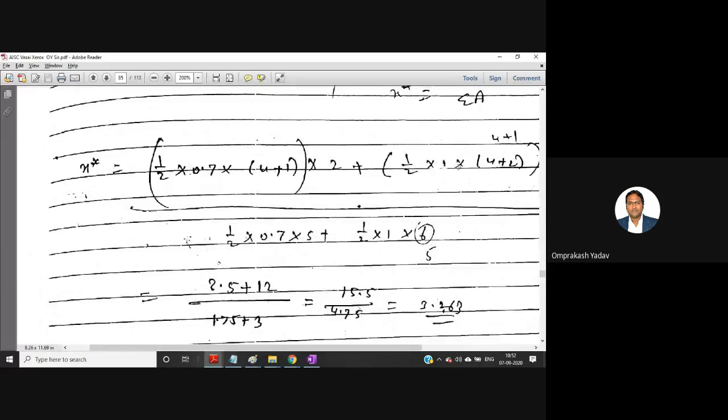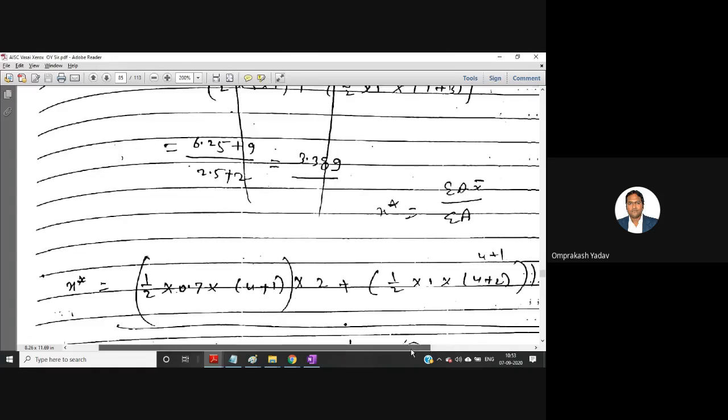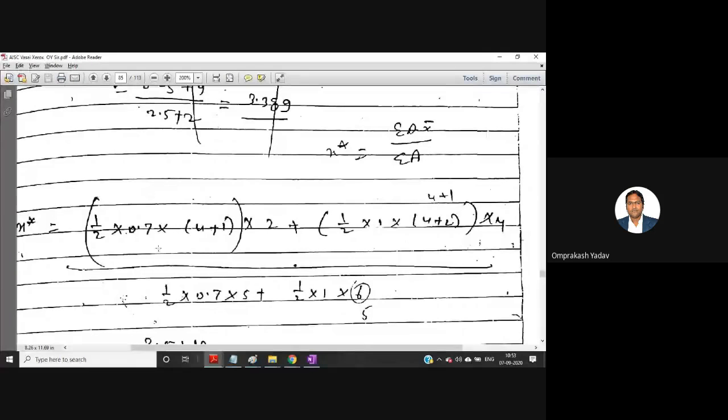So 1 by 2 into 1 into 2 plus 4. No, it must not be 2, because the height is 1. So this is wrong. It should be 4 plus 1. So 1 by 2 into 1 into 4 plus 1, multiplied by 4, this is your x bar. Divided by whatever you are writing in the bracket, that is the area. Here in the denominator, you can simply add all the areas, because the formula is like this: we multiply the area with the x bar, do the summation, and then divide by all the areas. So what is the difference between this particular method and the previous method?